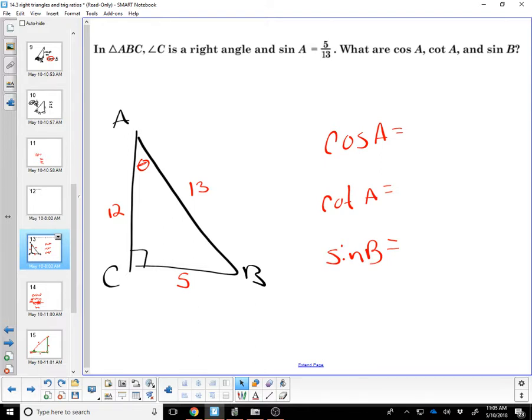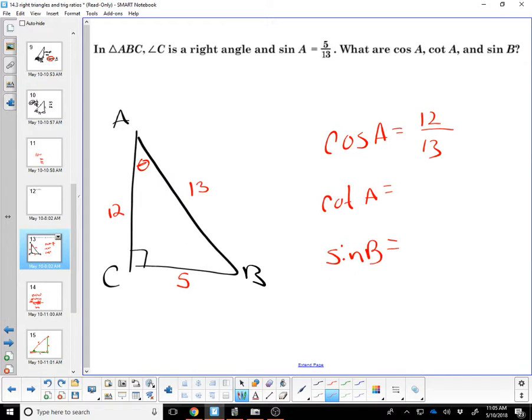So which side is adjacent to me? The 12. So I write 12. And I have to put that over the hypotenuse, which is 13. And then we know we're looking from A because it says cotangent A. Okay, yeah. That's where I have to be.